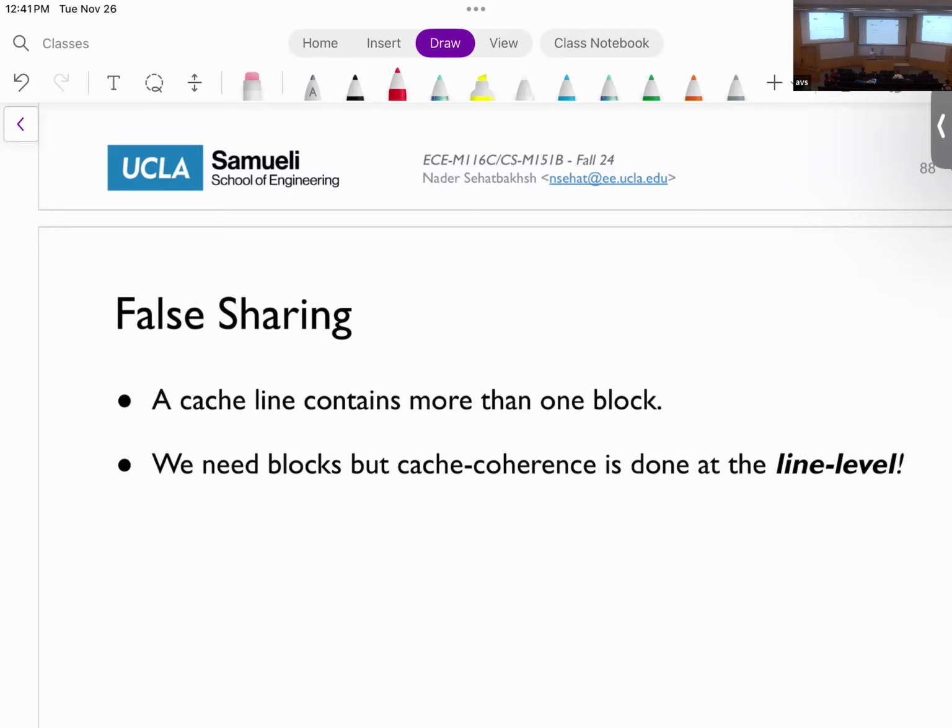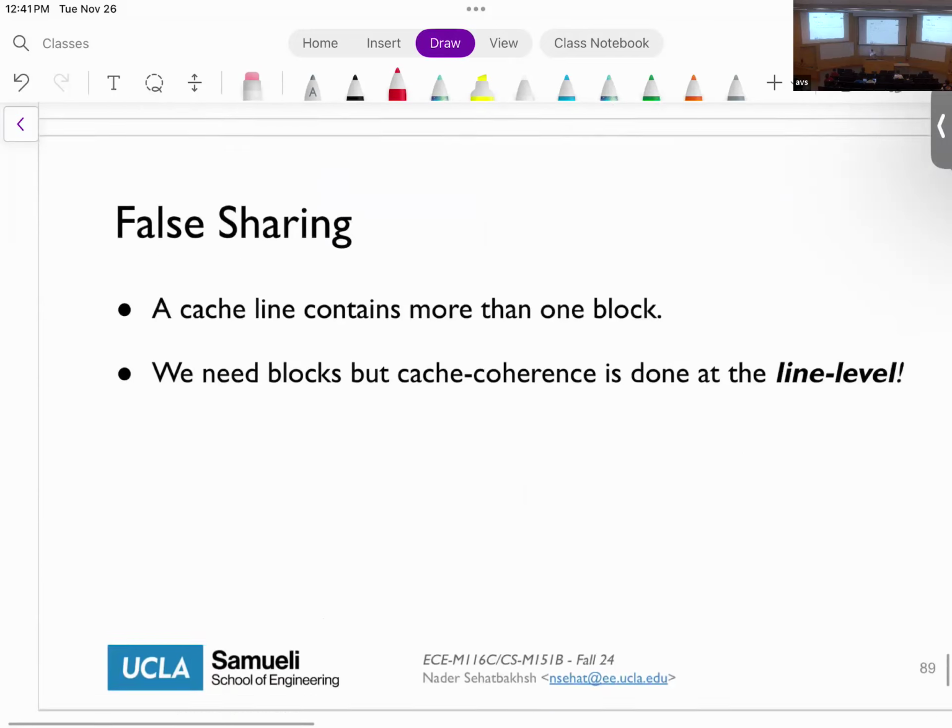And there will be scenarios where, for example, one of the blocks is shared, but the rest are not shared. And if we want to invalidate that block, we don't just invalidate that block, we invalidate the entire set. Okay? This is what's called false sharing, which means that you're not sharing, but the block is being penalized because the other blocks on that line in that set are being shared. Okay?